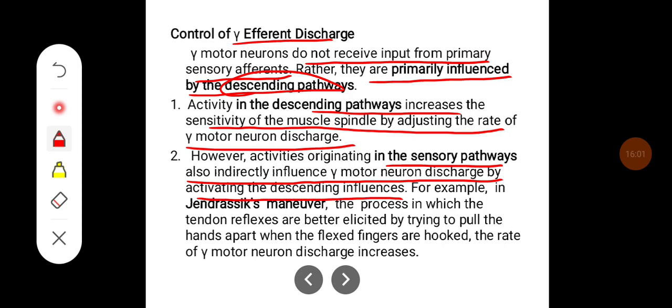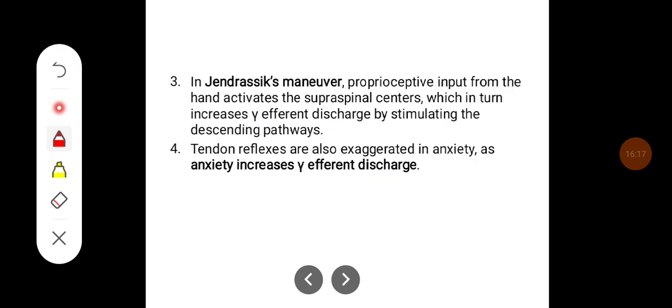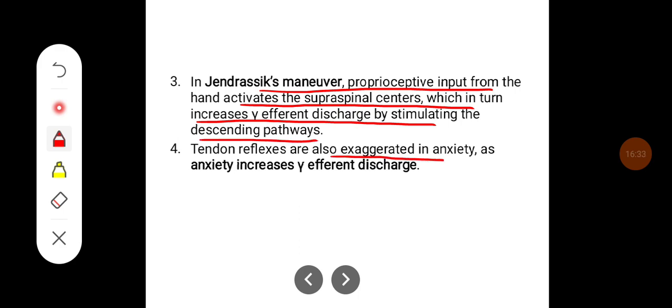For example, in Jendrassik maneuver, the process in which the tendon reflexes are better elicited by trying to pull the hands apart when the flexed fingers are hooked, the rate of gamma motor neuron discharge increases. In Jendrassik maneuver, proprioceptive input from the hand activates the supraspinal centers, which in turn increases the gamma efferent discharge by stimulating the descending pathways. Tendon reflexes are also exaggerated in anxiety, as anxiety increases the gamma efferent discharge.